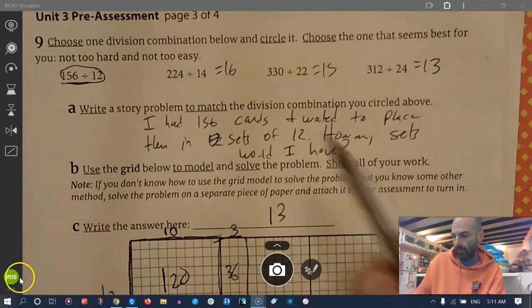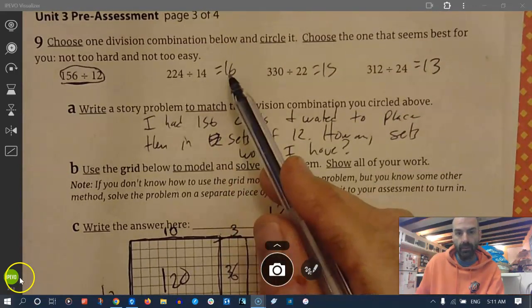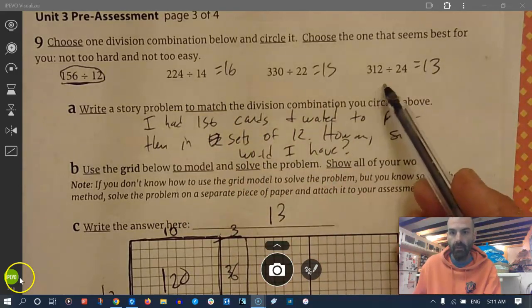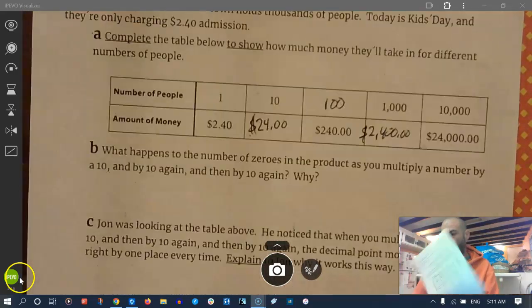And if you did one of the other ones, 224 divided by 14 is 16. 330 divided by 22 is 15. And then 312 divided by 24 is 13.